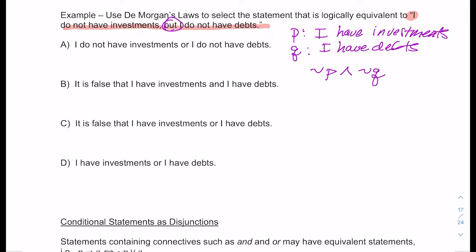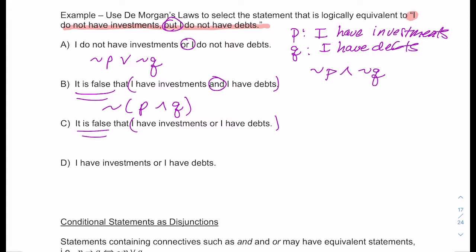In letter A, it says, I do not have investments, so that would be not P. And then it's or, an upside down and, a V. And then I do not have debts. Letter B, it is false that. Anytime you see it is false that, you need to put a tilde and then parentheses. So I'm going to have tilde, I have investments, that's P, and is an upside down V, I have debts. Letter C: it is false that I have investments or I have debts. And letter D is I have investments or I have debts.